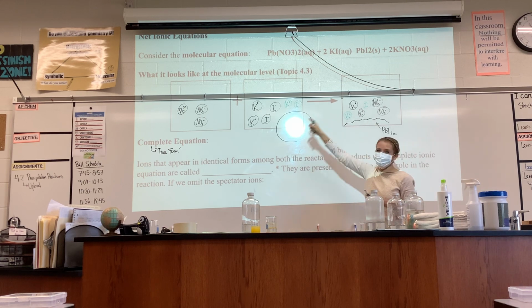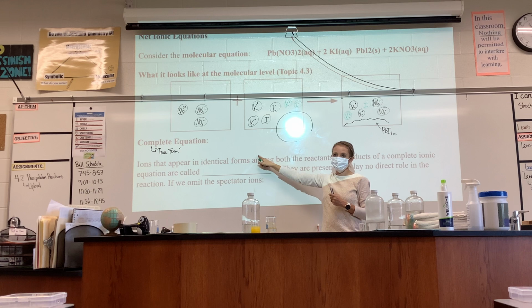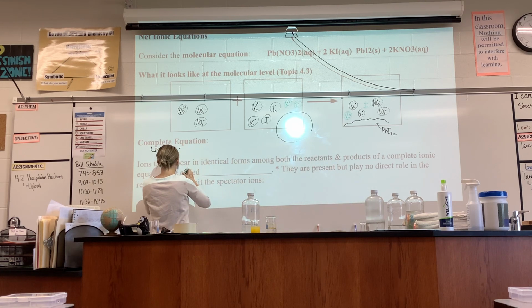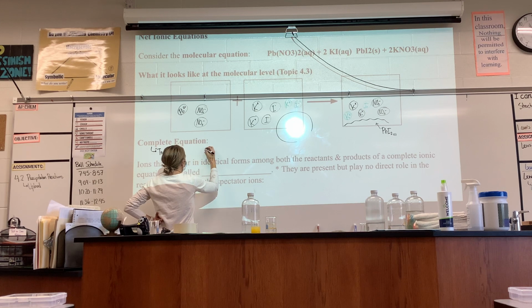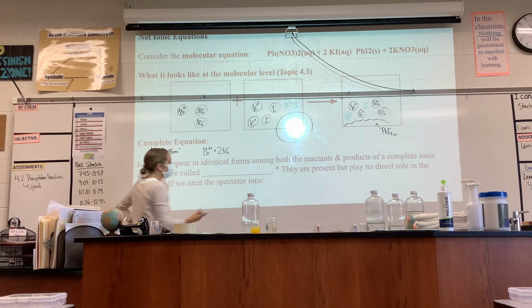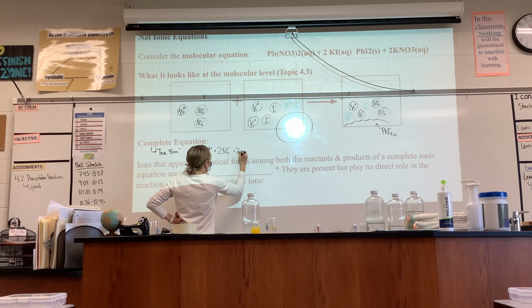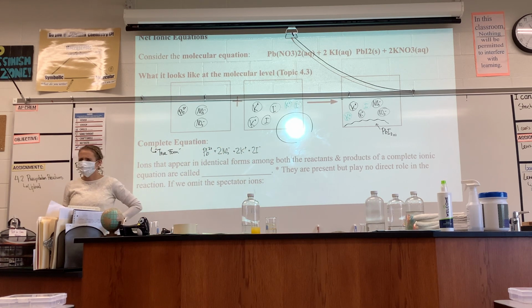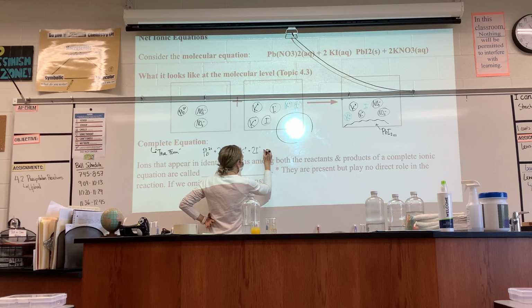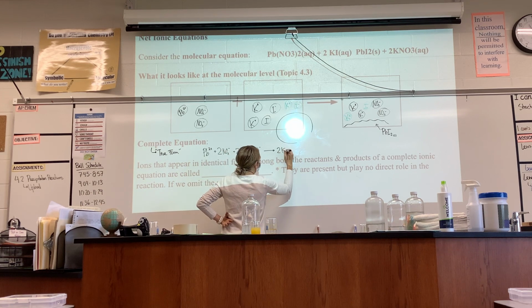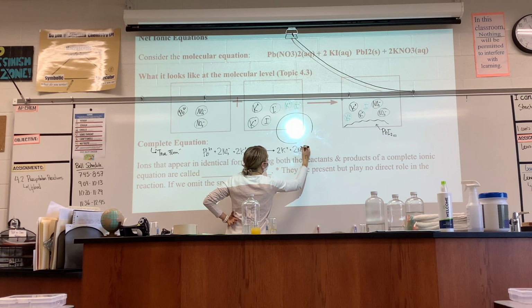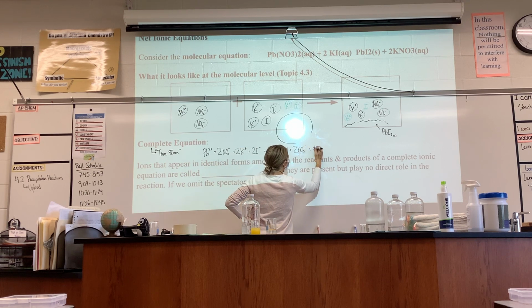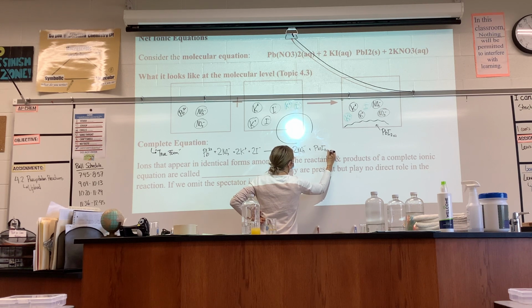Now, we're going to write this in equation form. So what we have happening here is we have Pb2 plus, we have 2 NO3 minuses, we have 2 K pluses, 2 I minuses. So this is what I mean by the true form. It shows you how they're behaving, how they exist, turning into 2 K pluses, 2 NO3 minuses, and PbI2 solid.